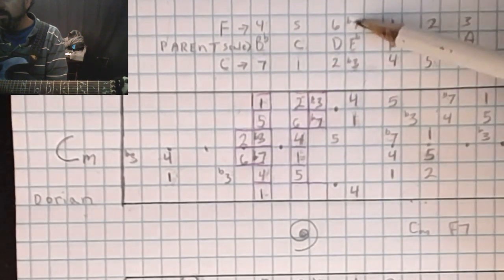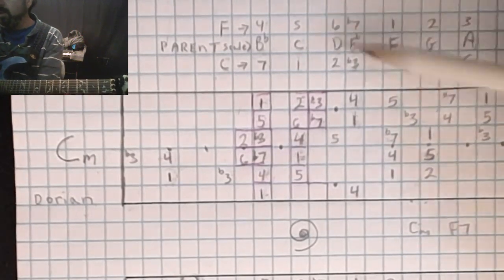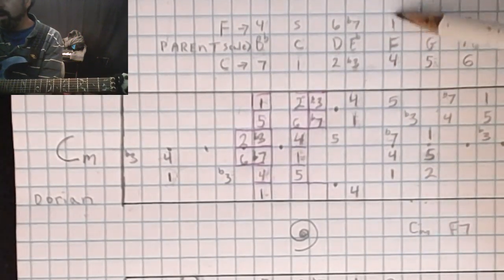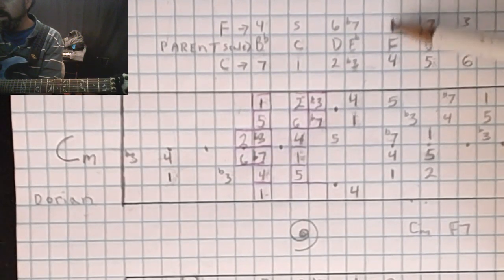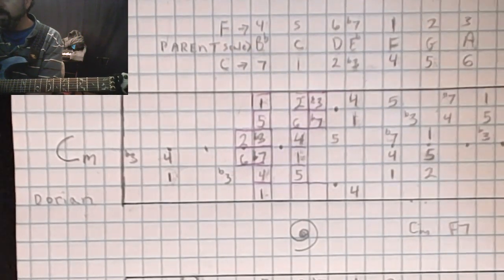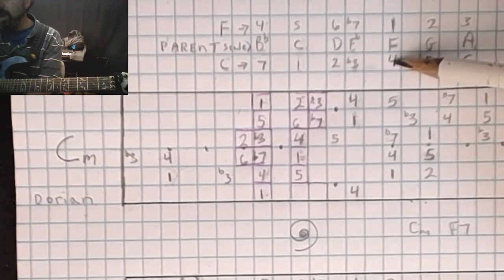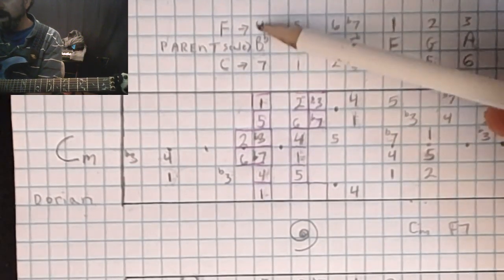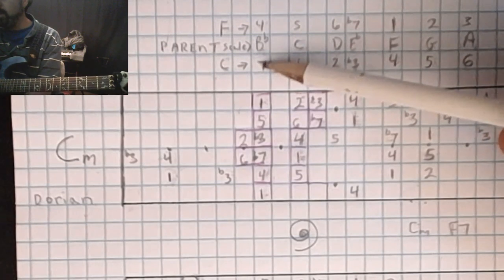But if I leave on the 7 of F, it becomes the flat 7. It becomes the flat 3rd. So it doesn't always hold true like that. But if I want to end up on the 1 of F, I'm going to have to leave on the 4 of C. But if I want to get in on the 4 of F, I'm going to have to leave on the 7 of C.